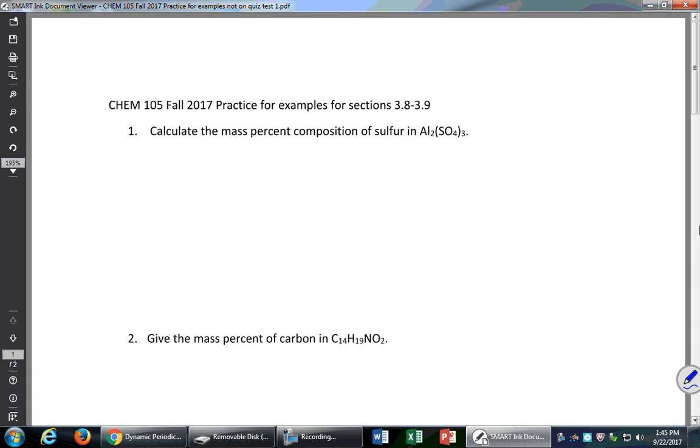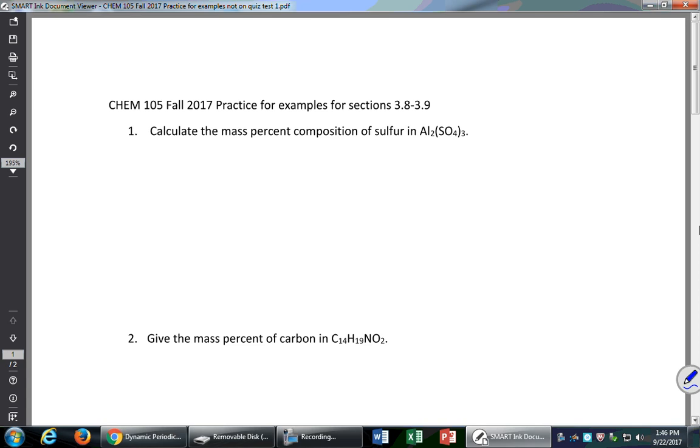We want to know percent composition, and I could ask you for aluminum, I could ask you for oxygen. In this case, I'm asking you for sulfur. And this is one I really wanted to go over, because notice we have 1 sulfur in our polyatomic ion, but we have 3 polyatomic ions. So how many sulfurs do we have total? 3. How many oxygens do we have total? 12. Because we have 3 of that polyatomic ion. So don't get confused when you're using polyatomic ions.